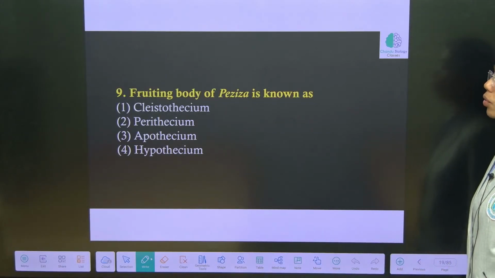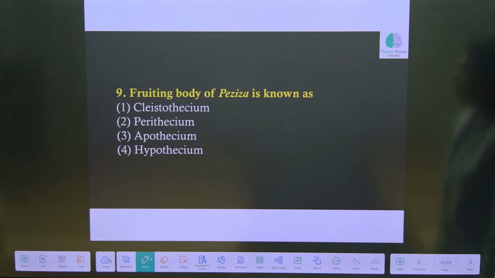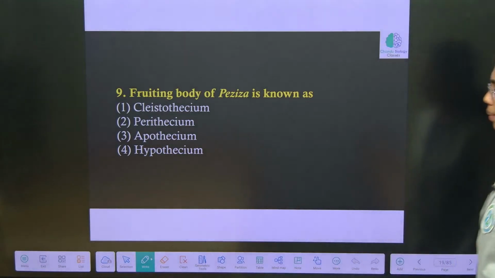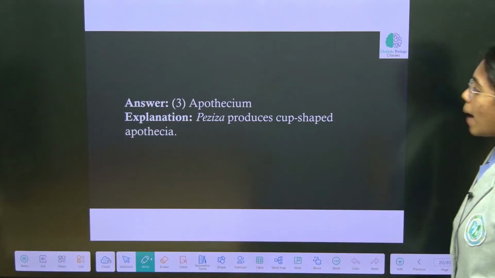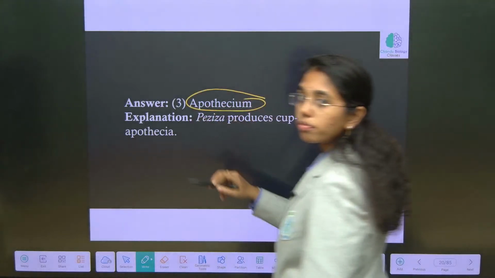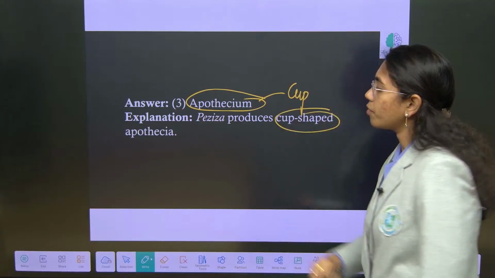Next, the fruiting body of Peziza is known as what? Fruiting body observed in Peziza fungus. Purely memory based questions, all of them are. Apothecium is the fruiting body. What will be the shape of this apothecium? Cup shaped. Fine. Next.